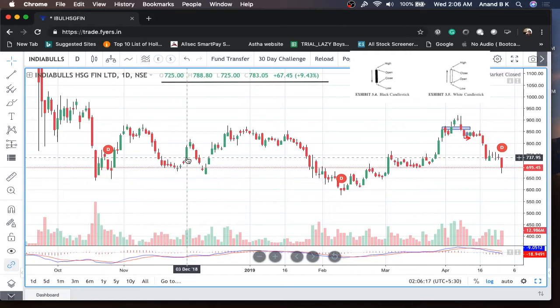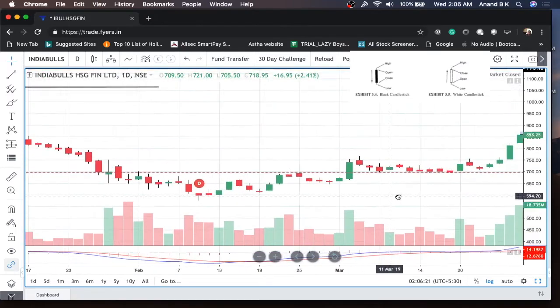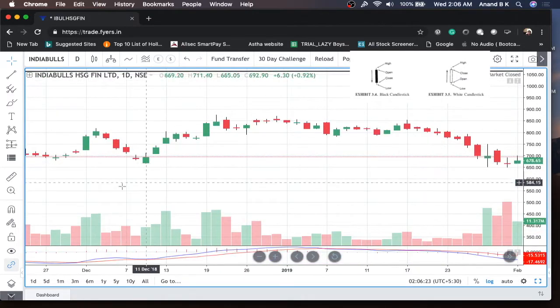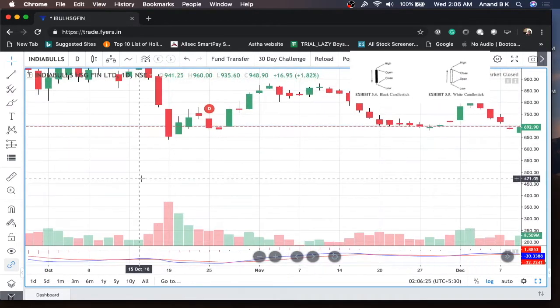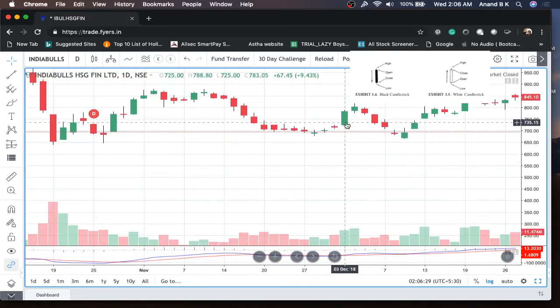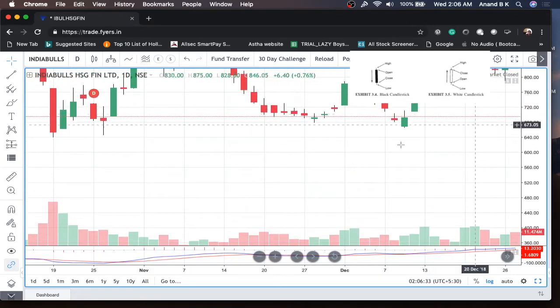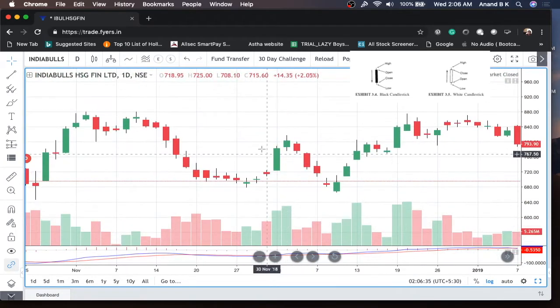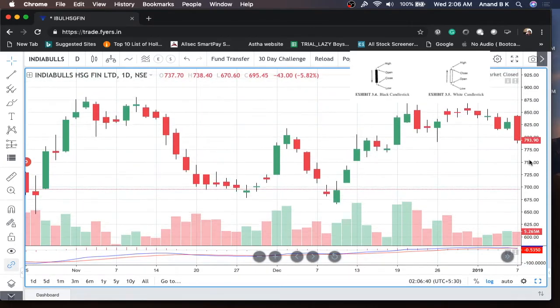Now how do I interpret this? It is the 3rd of December, so I will go back to 3rd of December, so it's easy. I've just tried to zoom in a little bit so that it becomes easy for everyone to read. Alright, so this is the particular day. So let us zoom into this particular candle. Okay, so let's understand this particular candle.